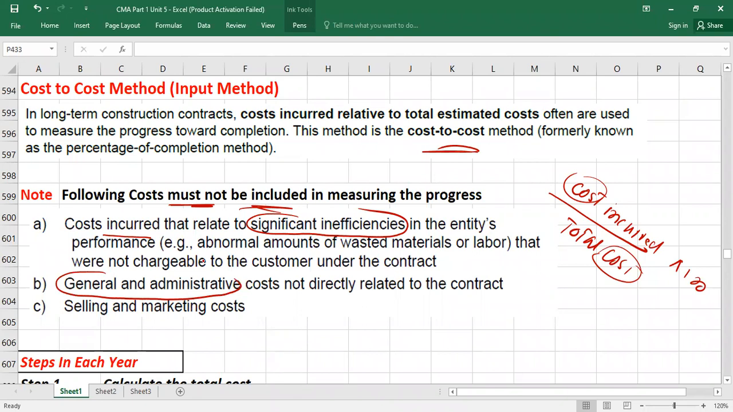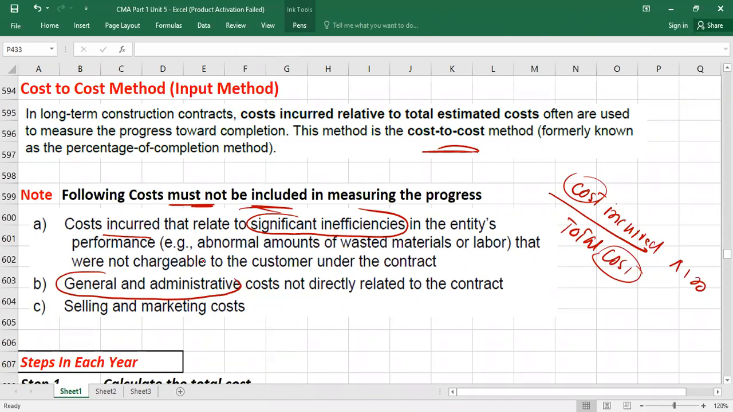The reason general and administration cost is ignored: for example, you are a company running 5 projects at a time, and general cost is what? Maybe you have one accounts department. This accounts department is not created due to one project. This accounts department is taking care of all projects. So I cannot assign the cost of the accounts department to any one project. So that is why general and administration cost will also be ignored.